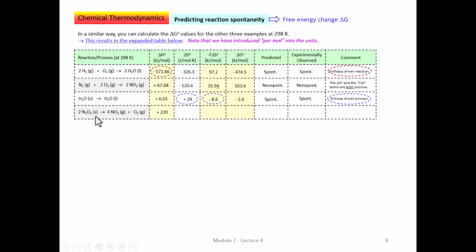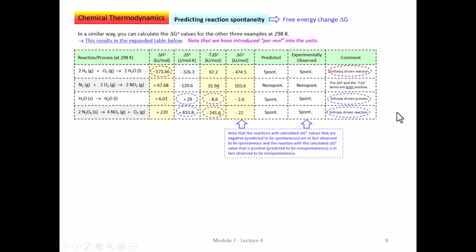Finally, for the decomposition of N2O5 to NO2 and oxygen, we did this on the previous slide. Delta H is positive, delta S is very positive, which means the minus T delta S term is very negative. So the minus T delta S term wins the day here in determining delta G. So delta G comes out to be negative. We predict this reaction to be spontaneous, and it is. And we say here it's also an entropy-driven reaction.